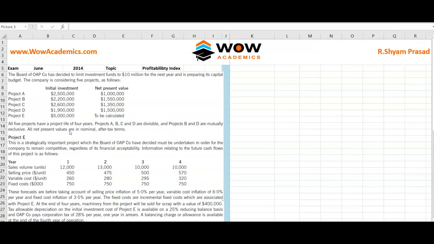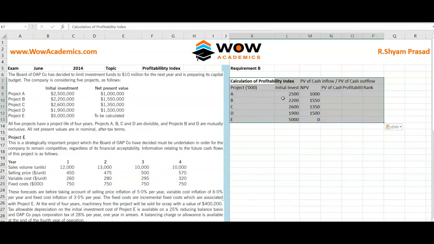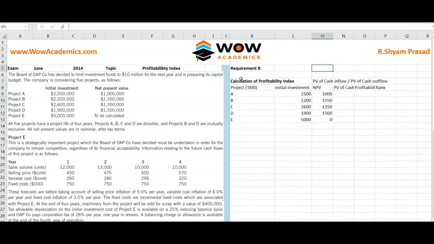All net present values are in nominal after tax terms. That is, all the NPVs are in equal terms here, so they have been calculated using a common method. So now our job is to find out which project to invest in and which we should not invest in. So we'll start. To do this, we need a table. I've already prepared a table so that it will be easier for us to work out. So this is the table. I'll explain the table and its contents.